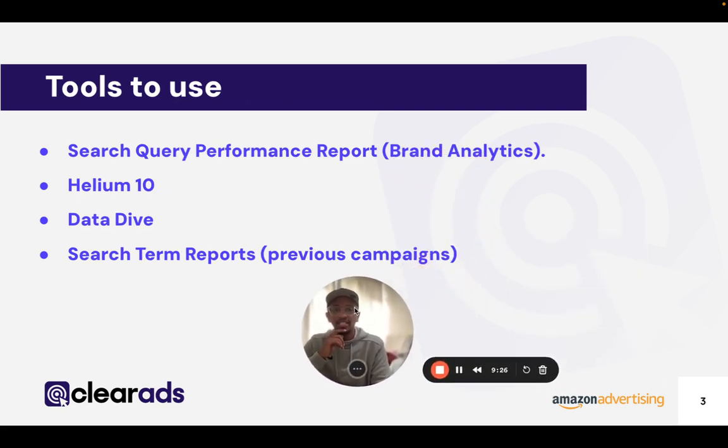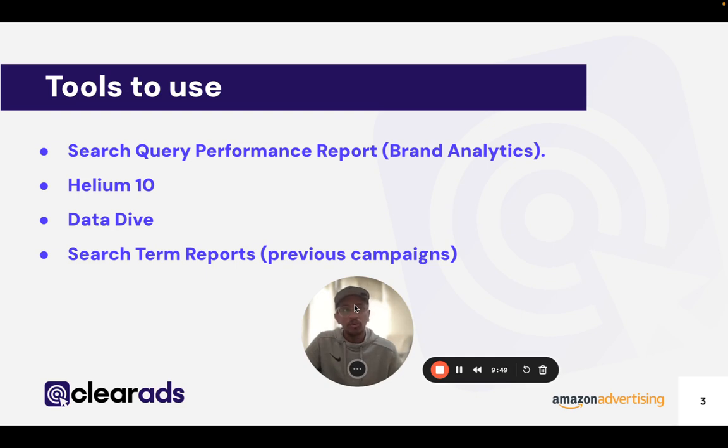So if you have access to brand analytics, you should certainly be going into Search Query Performance Report and looking at what's in there, because you'll be able to really understand, okay, for a particular ASIN, where do the sales come in? What's the competition like? What's the average conversion rate like for those terms?